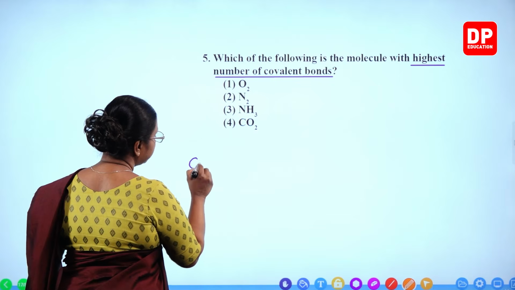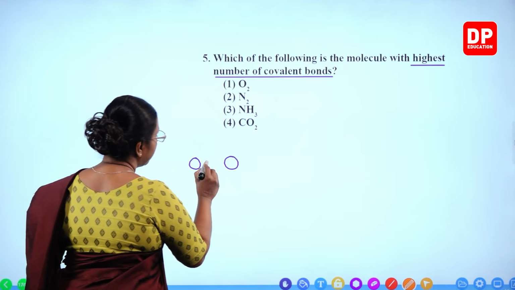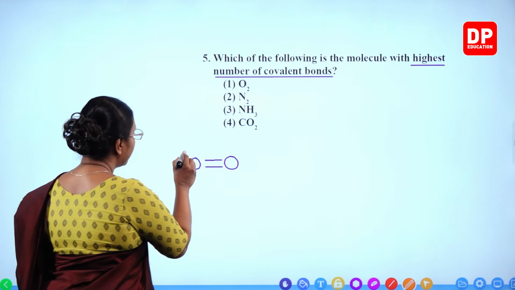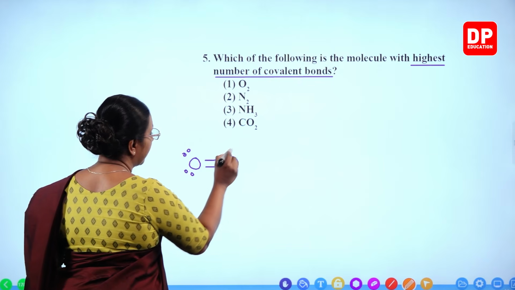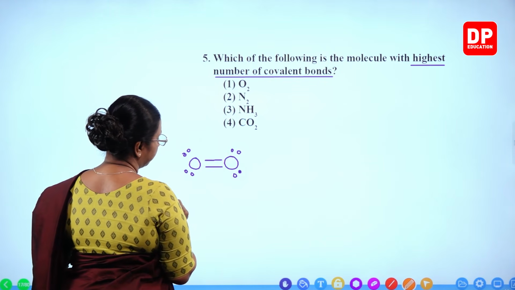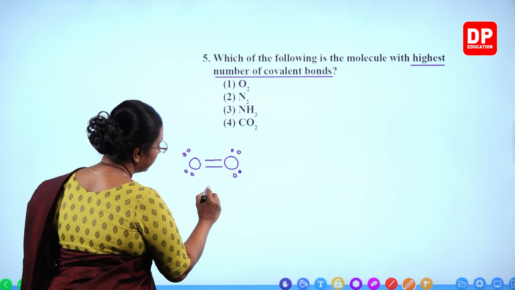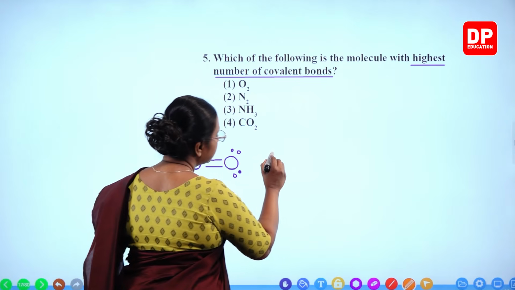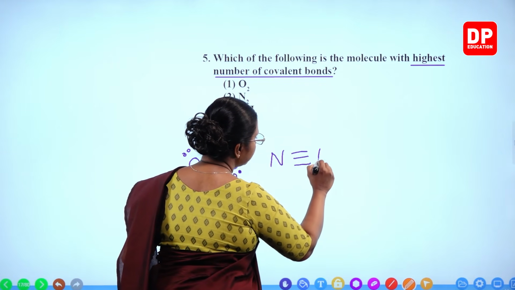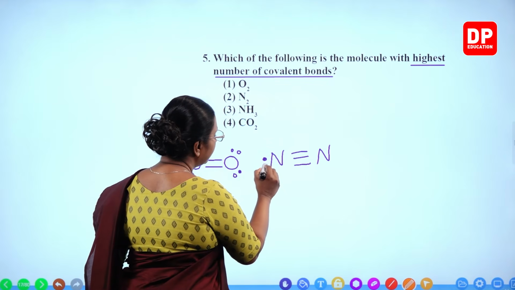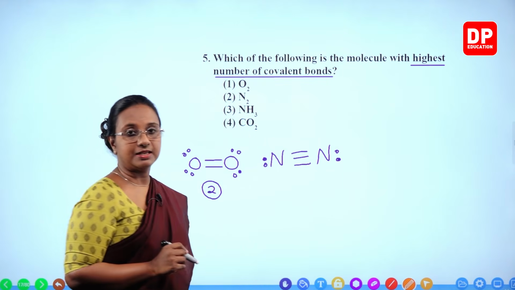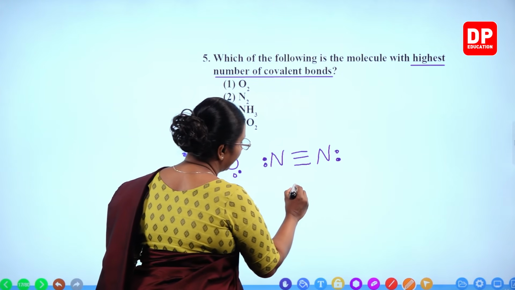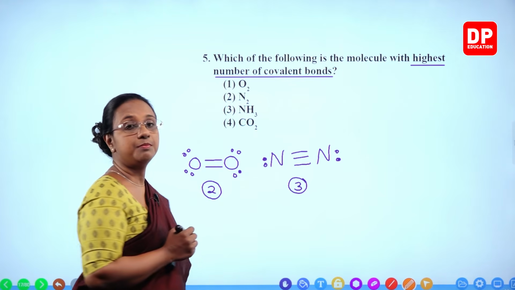Now O2, it is a diatomic molecule. You all can remember there is a double bond between the 2 oxygen atoms, and also there are 2 lone pairs on each of the oxygen atom. Now how many covalent bonds are there? There are only 2 covalent bonds there. Then if you take nitrogen, between 2 nitrogen atoms there is a triple bond and a lone pair on both the nitrogen atoms. A lone pair each on both the nitrogen atoms. So how many bonds are there? Covalent bonds. There are 3 covalent bonds.